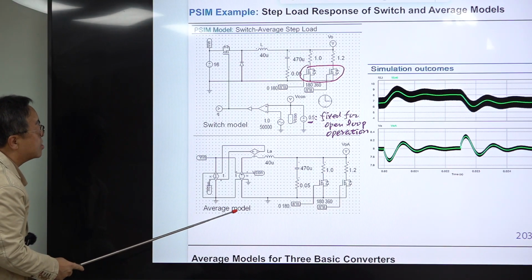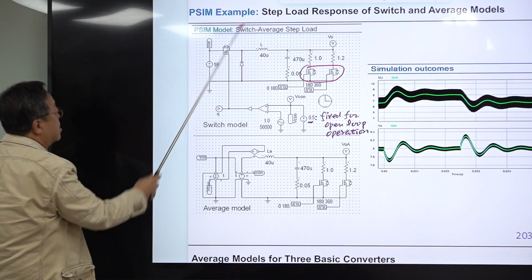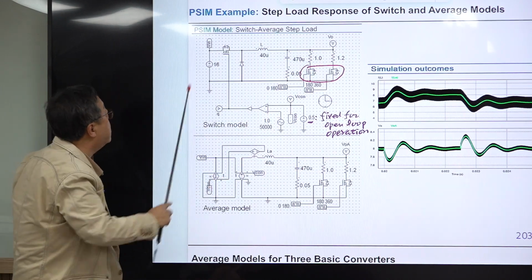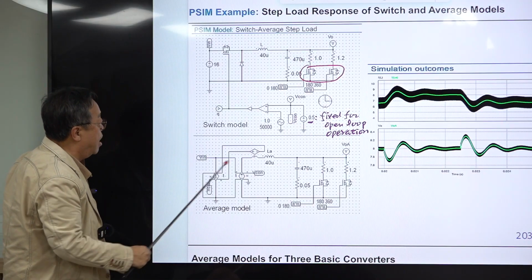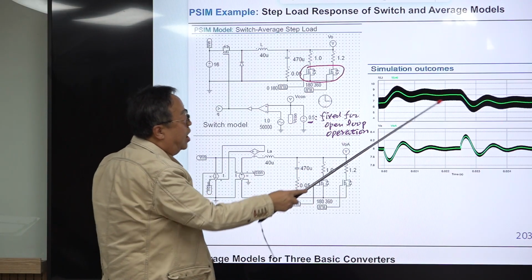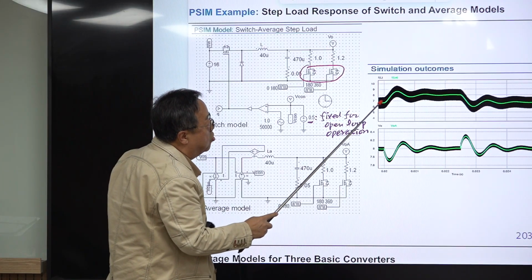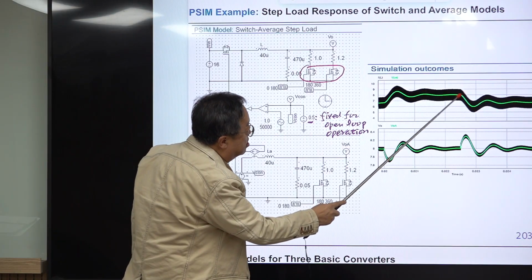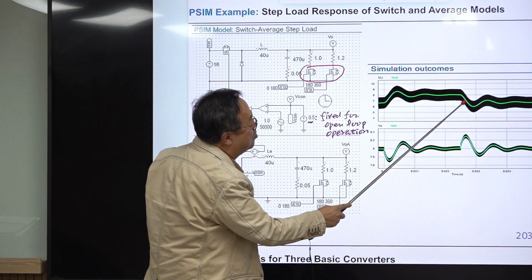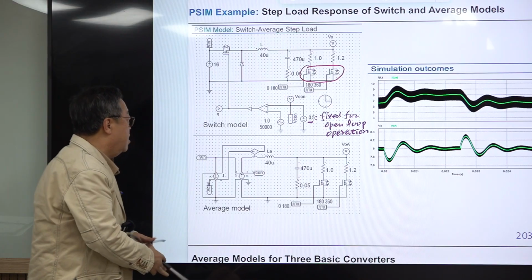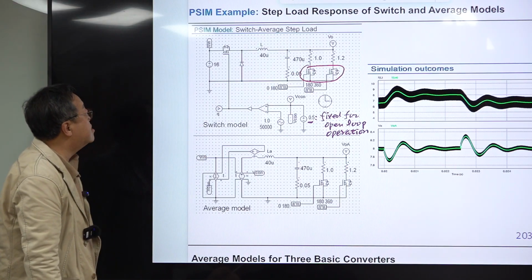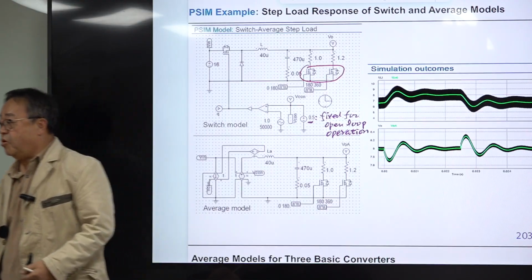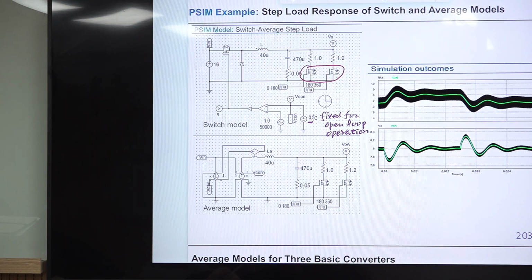This PC model has two things in one window. This part is the switch model, and this part is the average model. This is the response of the switch model. The greenish blue is the response of the average model, and this black one is the switch model. So this is one example of using the average model.